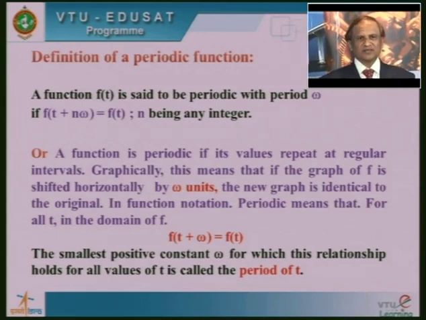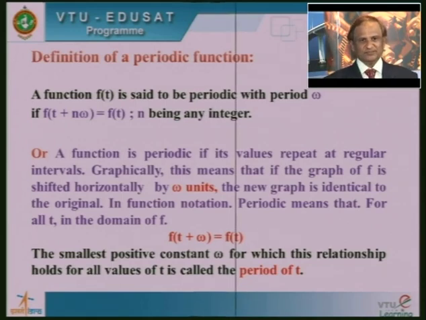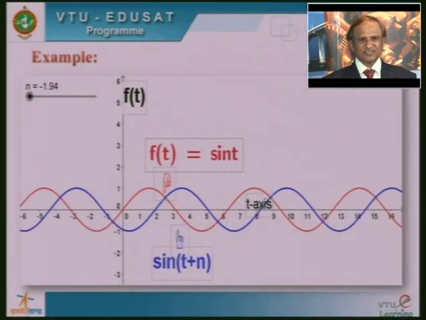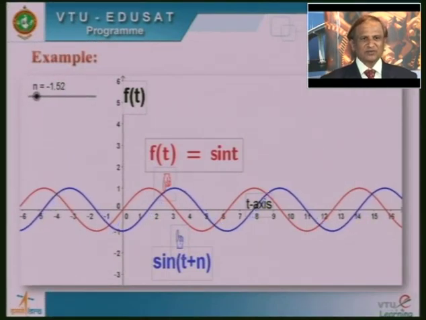It means when you draw the graph of a periodic function, you will get a graph similar to the original. This graph will move horizontally on either side of the x axis, or you can say the t axis. The smallest positive constant omega for which this relationship holds for all values of t is called the period. I will show you the graph. I hope now you are observing two graphs.